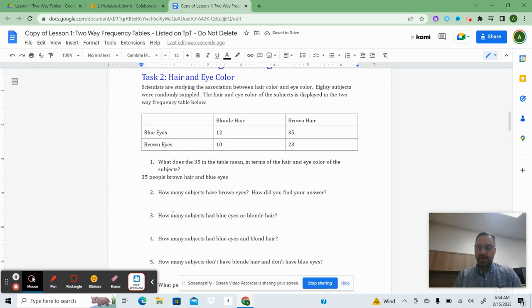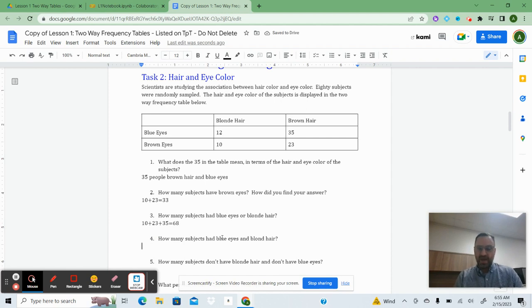How many people have brown eyes? So we would add here. How did I find my answer? I'm going to show my work. 10 plus 23 equals 33. So 33 people have brown eyes. How many people have blue eyes or brown hair? So I add 10 plus 23 plus 35. In adding those, 10 plus 23 is 33, plus 35 gives us 68.